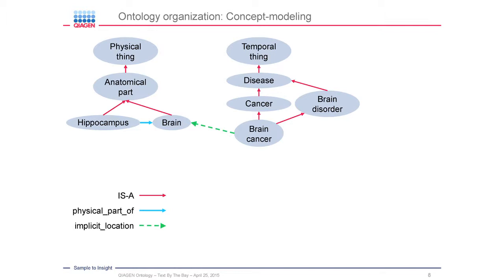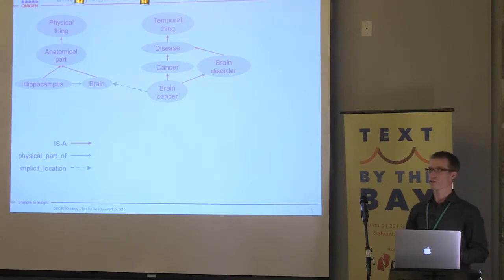Another feature, so we have multiple inheritance. So brain cancer, in addition to being a kind of cancer, is also a kind of brain disorder. Both of those are diseases.